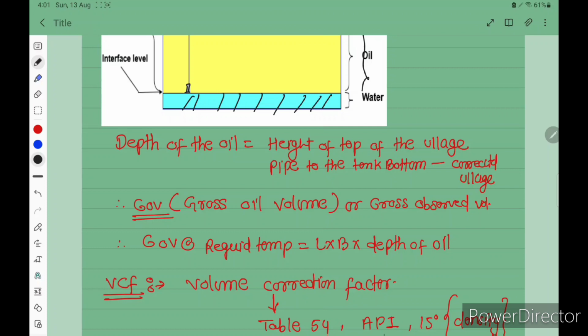So the main basic funda is to find out the corrected ullage in the phase 1 questions. Okay, so GOV, gross oil volume or gross observed volume. When you observe with the temperature, it will be gross observed volume. GOV at required temperature is equal to length and breadth of the tank into depth of the oil. So length of the tank, breadth of the tank, and the depth of the oil, that means sounding of the oil.